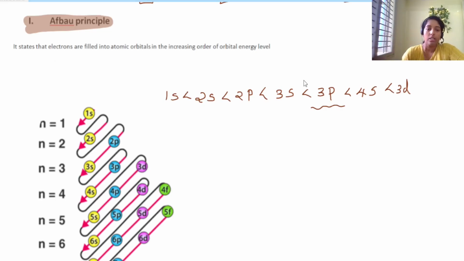Just understand that this is the principle. Like the Aufbau principle means electrons have to be arranged in order of increasing energy level, which means 1s is the lowest energy level, and then 2s, 2p, then 3s, 3p, and before 3d, 4s is there. Just understand that much. I will tell you more details. Right. So see the Aufbau principle.